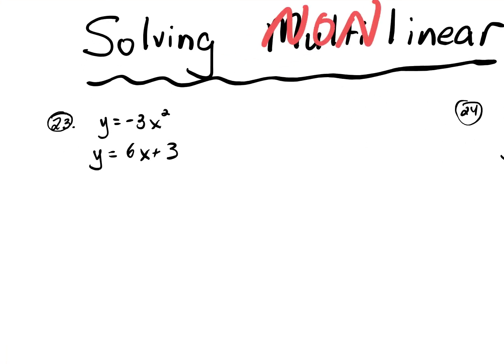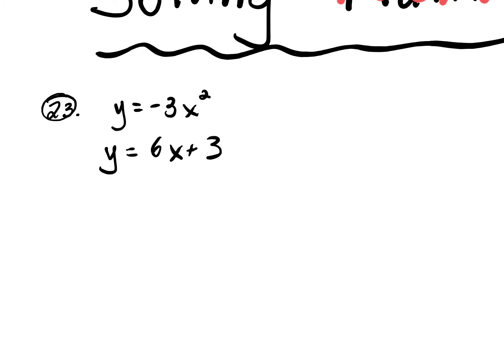But if I look at 23, what do you notice about 23? We're going to either use substitution or elimination. What looks easier? What do you notice about both of them? Why substitution? They both say y equals. What can you do to each of those things? Set them equal to each other. I can say negative 3x squared equals 6x plus 3.